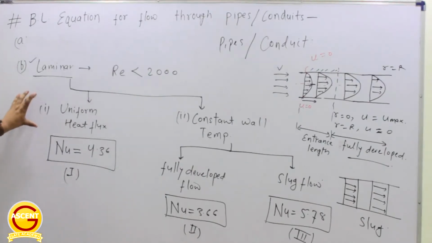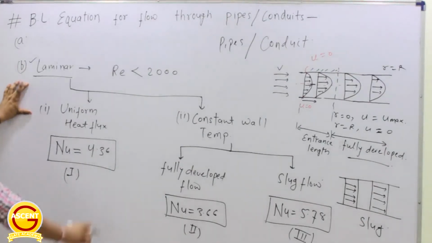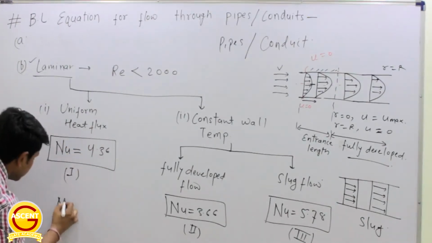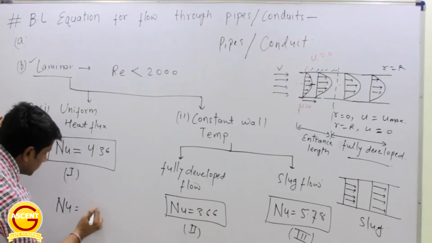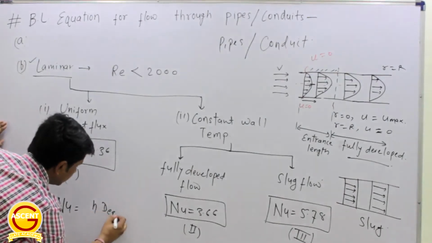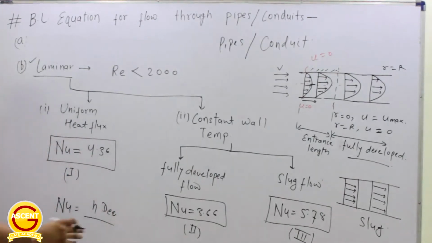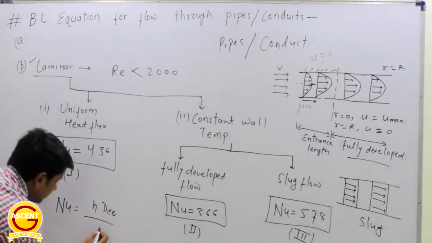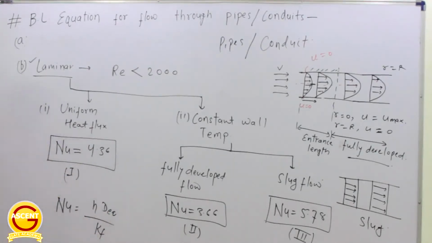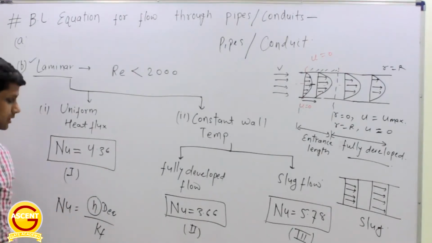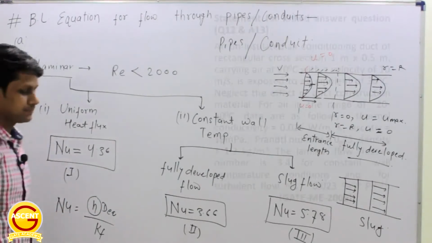If there is uniform heat flux in laminar flow, you will use the Nusselt number value of 4.36, and we know Nusselt number is equal to h times D equivalent in case of conduits, and if it is a pipe we take D only, divided by k of the fluid. So by seeing the case itself, you know the value of Nusselt number, and by putting it here you will easily get h, the heat transfer coefficient.